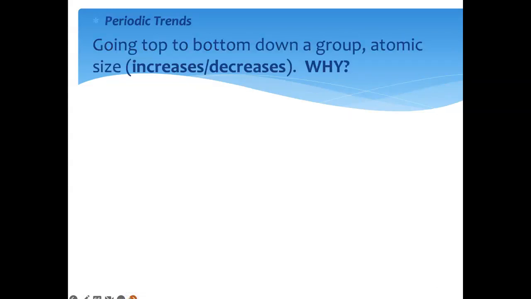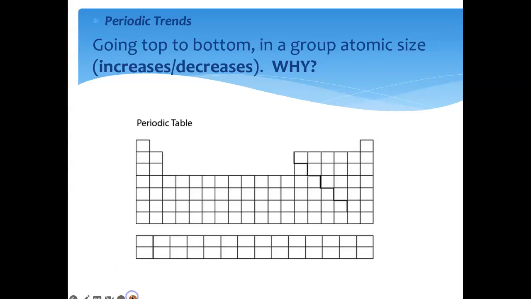Still knowing about those periodic trends, going from top to bottom down a group. So that would be like hydrogen, lithium, sodium. Does atomic size increase or decrease, and why? Hopefully you were thinking it increases. And the reason is because every time as we go down, we add another energy level on the periodic table. Every period going across corresponds to an energy level.